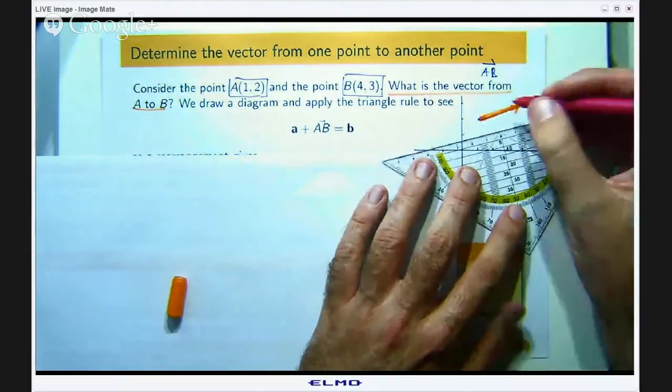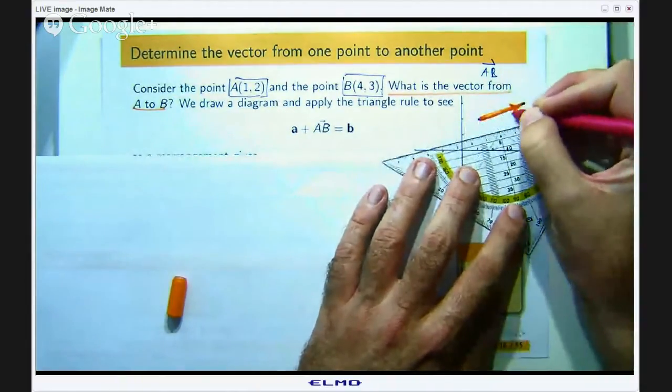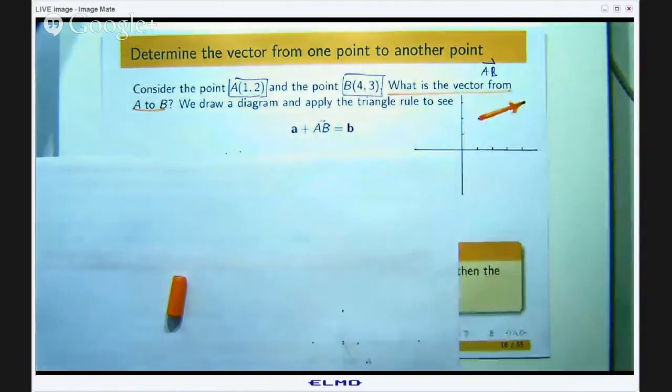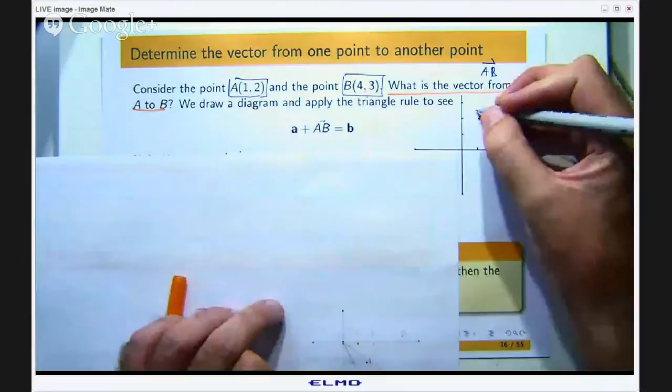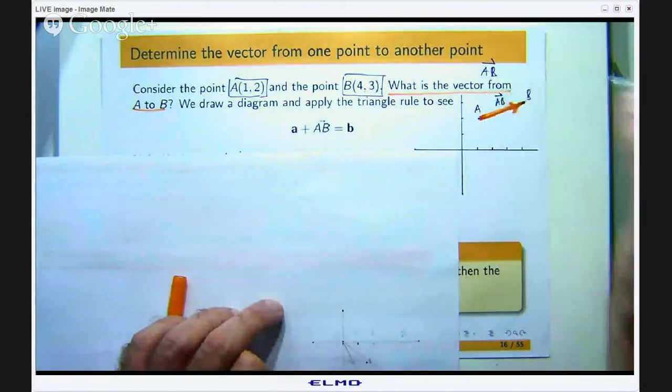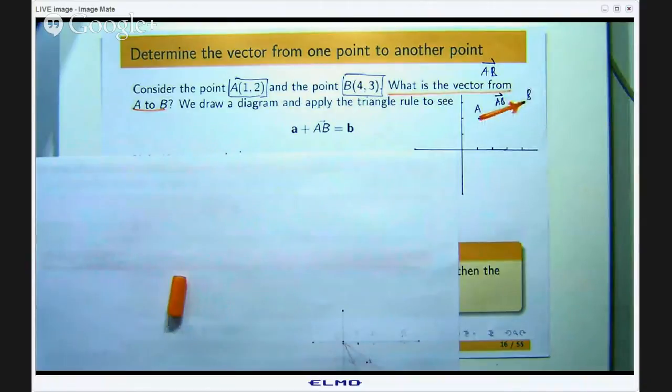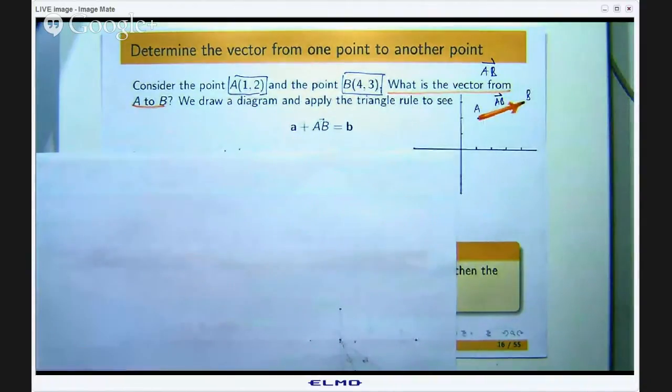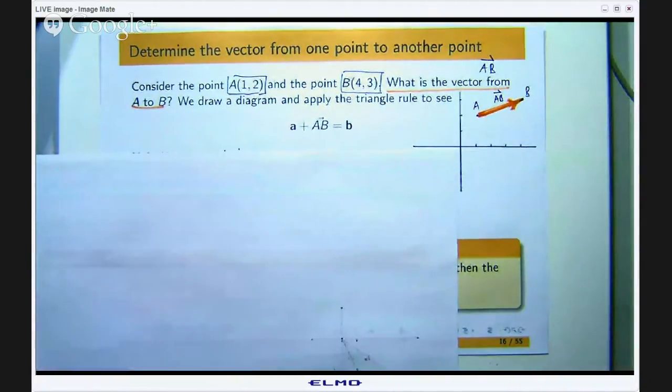All right, big chunky vector. So how do we do it? So this is the point A, this is the point B, and this is the vector AB. What we're trying to do is to write AB in either a column form or an IJ type form. Okay, so geometrically it's easy to draw the vector AB, but can we calculate it?